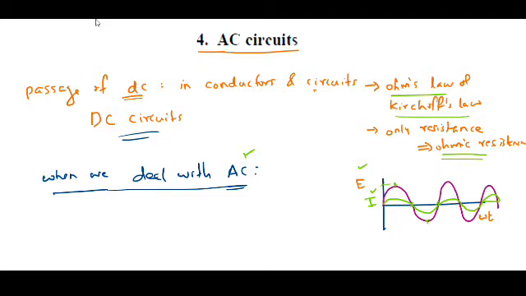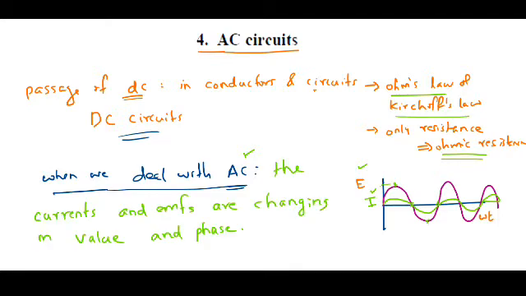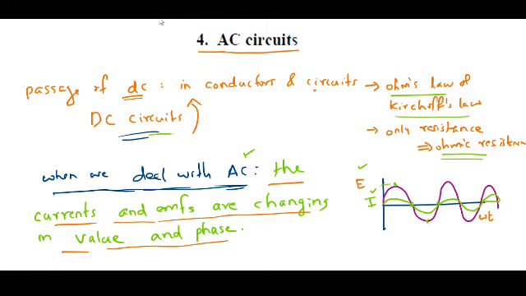The current and EMF are changing in value and phase. That is, when we deal with the AC circuit, the currents and EMFs are changing in value and phase. Whereas, when we deal with the DC circuits, the current and EMFs are constant. They are not varying with time, or not changing in value and phase. Therefore, the situation is quite different in the case of AC circuits.